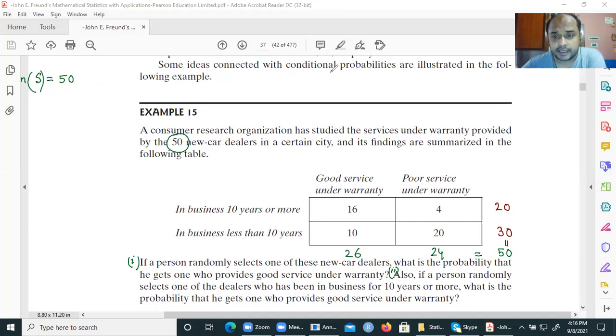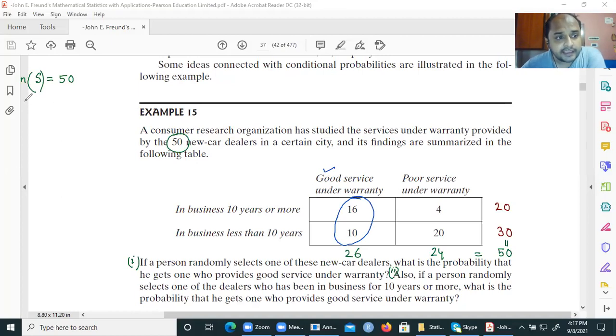Now look at this table once again. It's very important. The first column, good service under warranty, is represented here. It contains not only the car dealers who are in business for 10 years or more, but also car dealers who are in business for less than 10 years. So if you carefully observe, this particular section is your favorable number of cases, because we are interested only in good service under warranty, and he is selecting the car dealers from the total sample space, that is capital S.